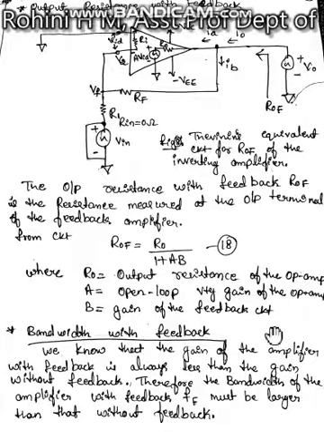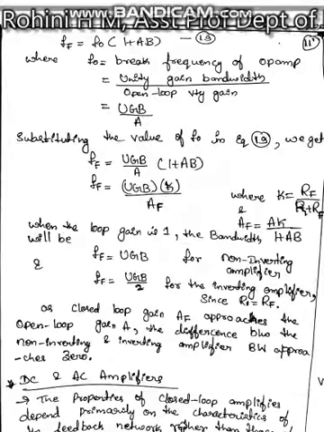Then we will speak about bandwidth with feedback. We know that the gain of the amplifier with feedback is always less than the gain without feedback. So the bandwidth of the amplifier with feedback, FF, must be larger than without feedback. Here the gain with feedback is less than without feedback, but the bandwidth with feedback is the reverse, that is, larger than without feedback.